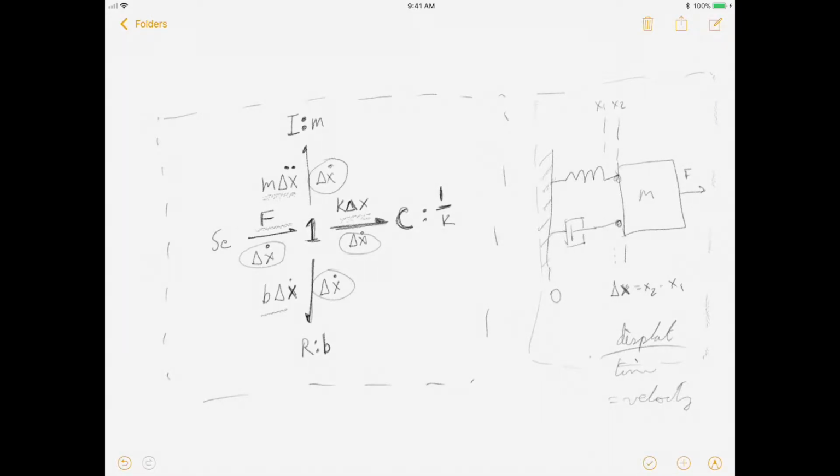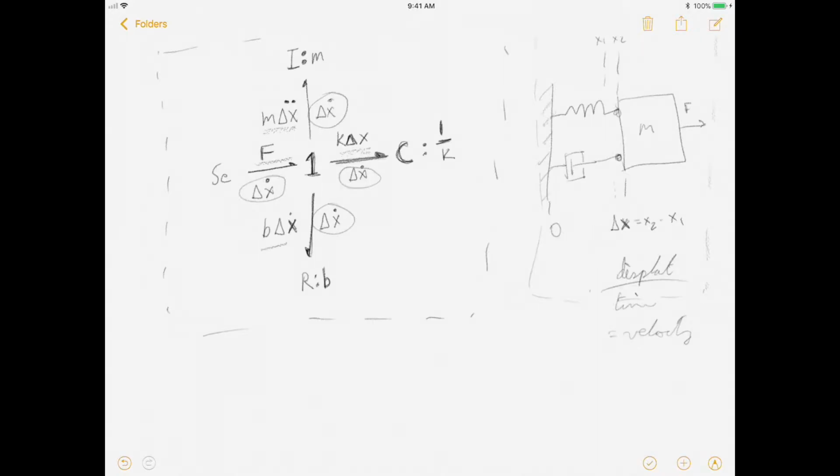So the sum of the forces going into a one junction needs to equal 0. The reason is that if they were not equal to 0, then these masses would accelerate at different rates, but they don't. They accelerate at the same rate because we already specified that they're at the same velocity.